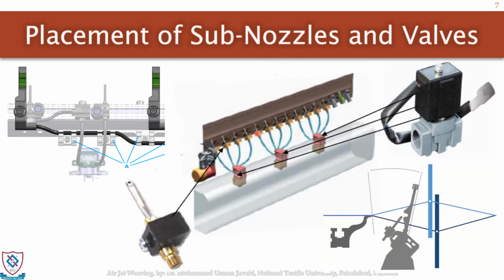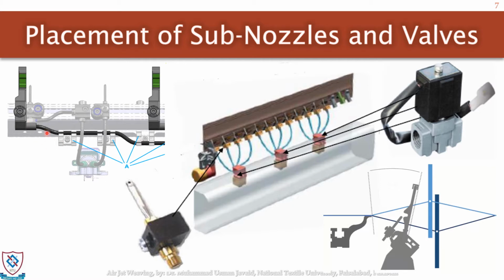So there are two concepts right now in the industry. First is placing these valves on the machine frame, exactly on the air tanks where the pressurized air is accumulated, and this pressurized air is released by these valves to the sub nozzles.